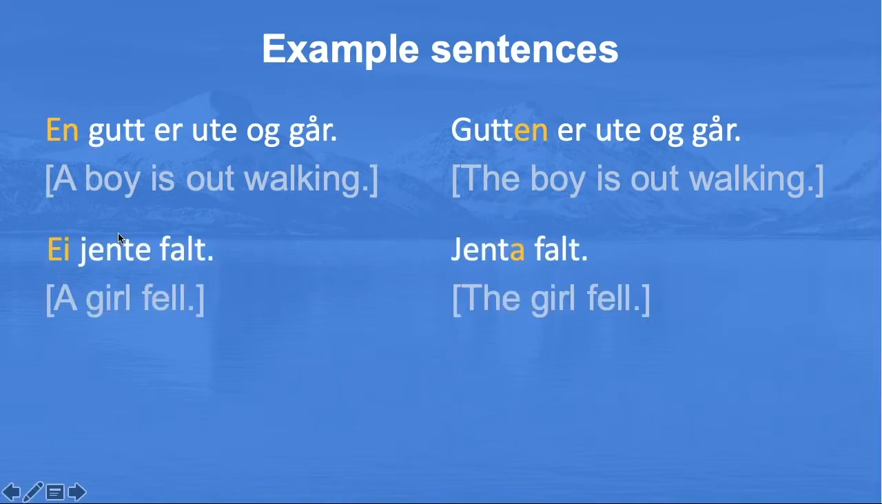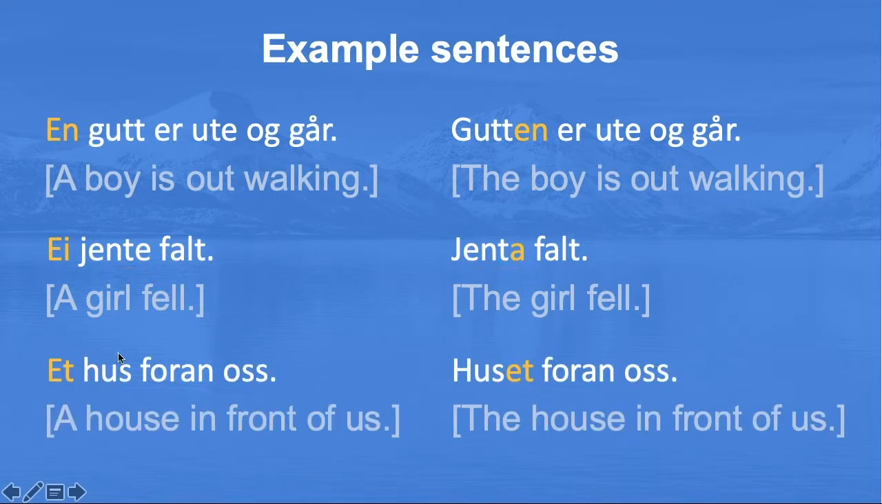Next example. Ei jente falt. A girl fell. Ei jente, indefinite article. Jenta falt. The girl fell. Jenta, the girl, definite article.